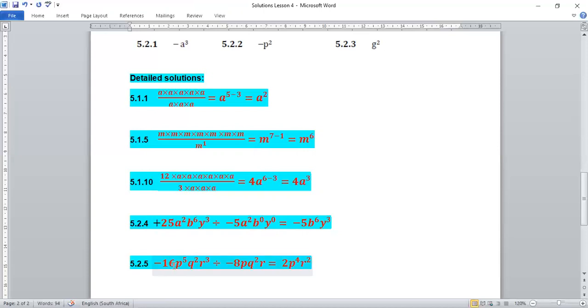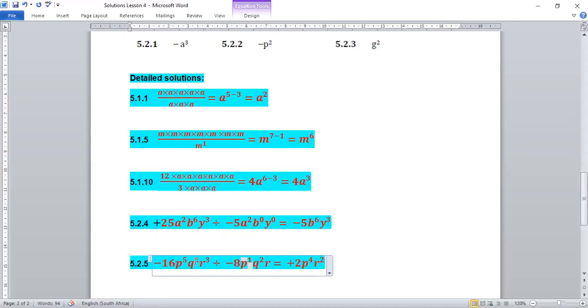Moving on to exercise 5.2.5. A negative divided by a negative is positive. 16 divided by 8 is 2. 5, remember the exponent for p is 1, so 5 subtract 1 is 4. q squared divided by q squared is 1. And r cubed divided by r is r squared.